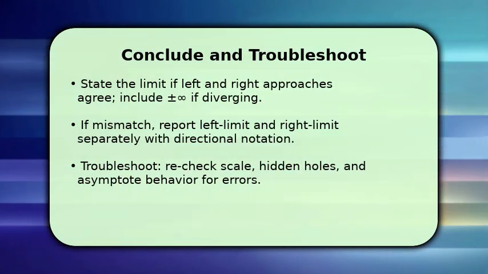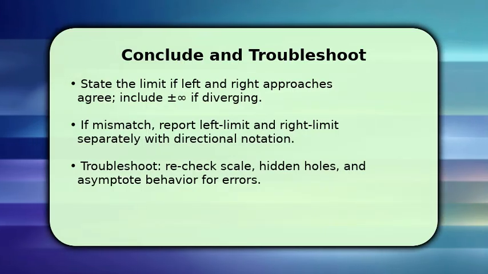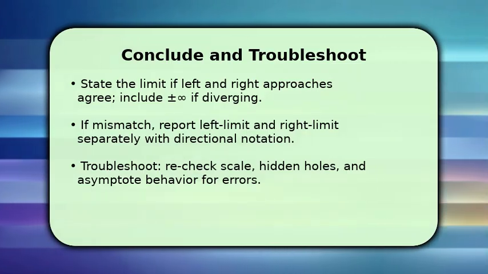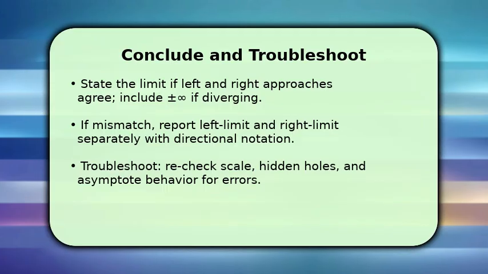Say the numeric value clearly and explain why the left and right match. If they do not match, report the left-hand and right-hand limits separately and conclude the two-sided limit does not exist. If you see wild oscillation or values running toward infinity, state divergence toward plus or minus infinity. If results seem off, make sure to recheck the graph scale, hidden holes, or nearby asymptotes before finalizing.